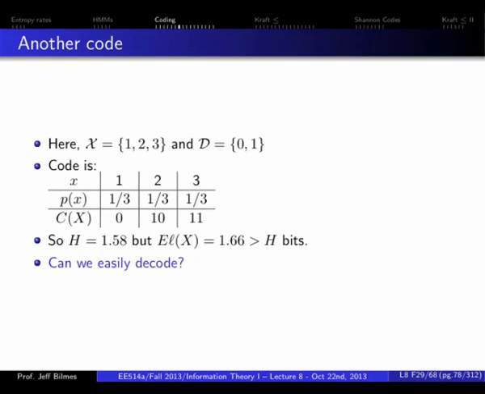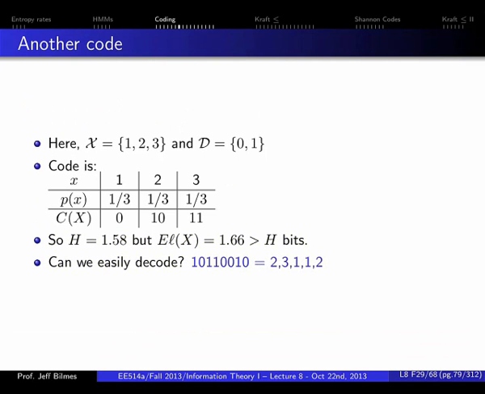Can we easily decode? So I have the answer here for some reason. So what would 1, 0, 1, 1, 0, 0, 1, 0 be? I don't know why the answers popped up. But this is also pretty easy.